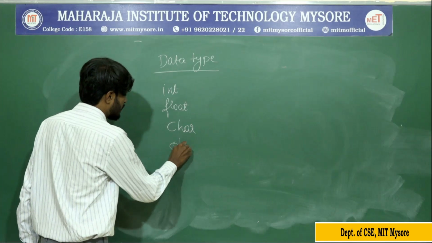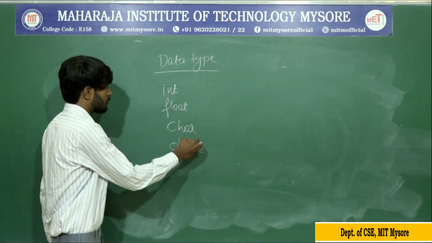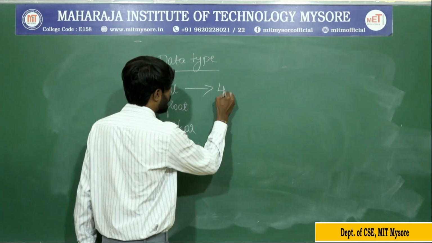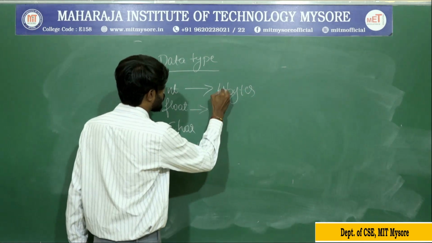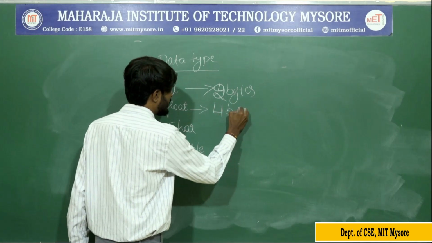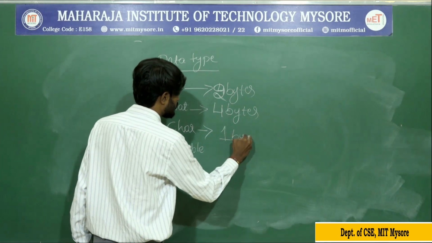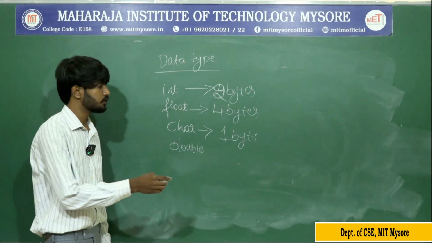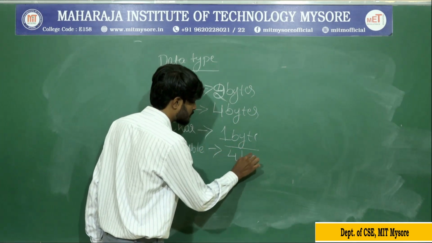Next is double. For int the memory allocation will be 2 bytes. For float, 4 bytes of memory allocation. For char, a single byte. Since we are going to store only a single character in the char, we are going to have only a single byte. And double is 4 bytes.